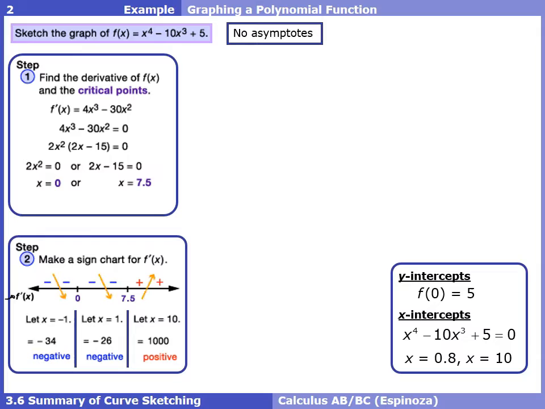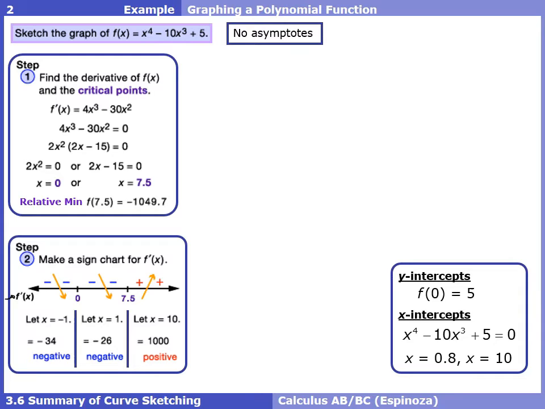So you'll notice our graph is decreasing, decreasing, and then increasing. So did we end up with any relative extrema? Well, yes. At 7.5, our derivative went from negative to positive, which means we have a relative min at 7.5.